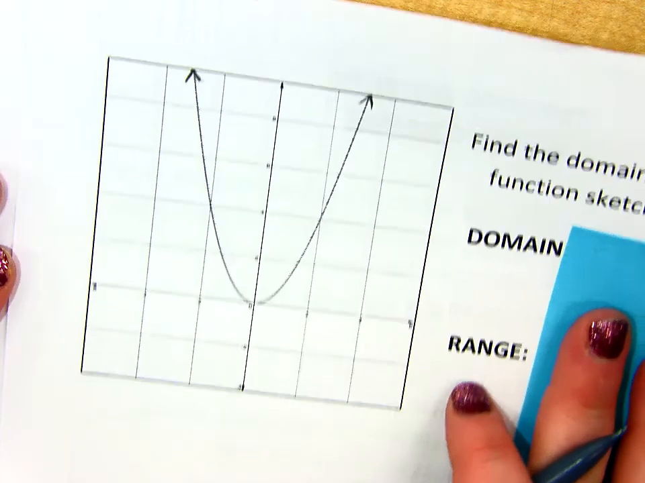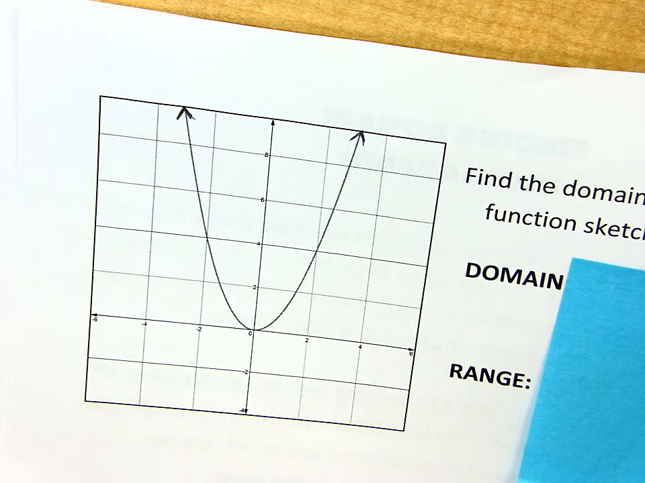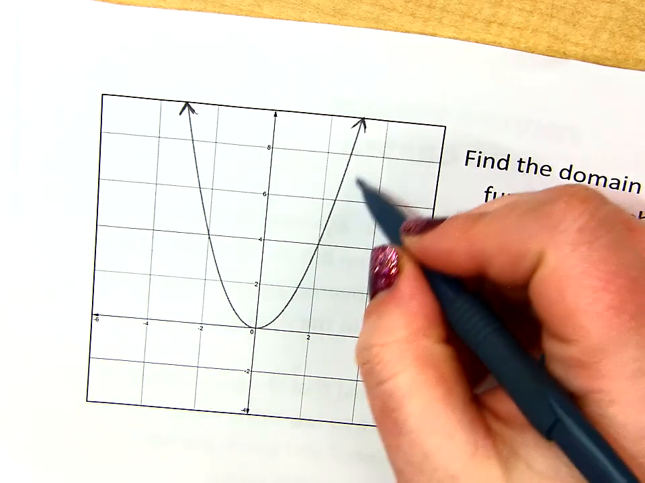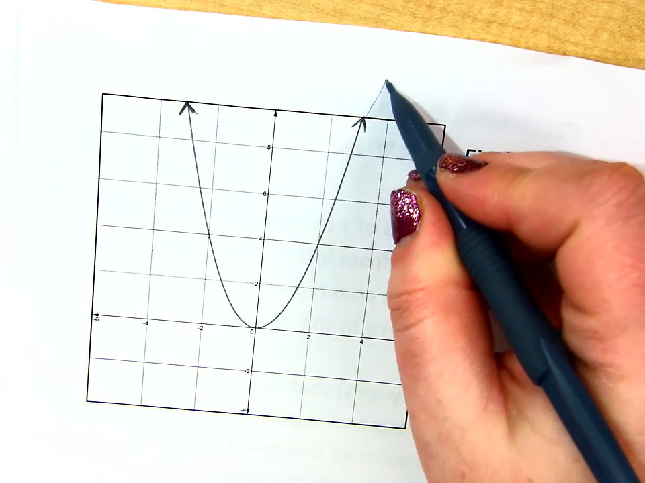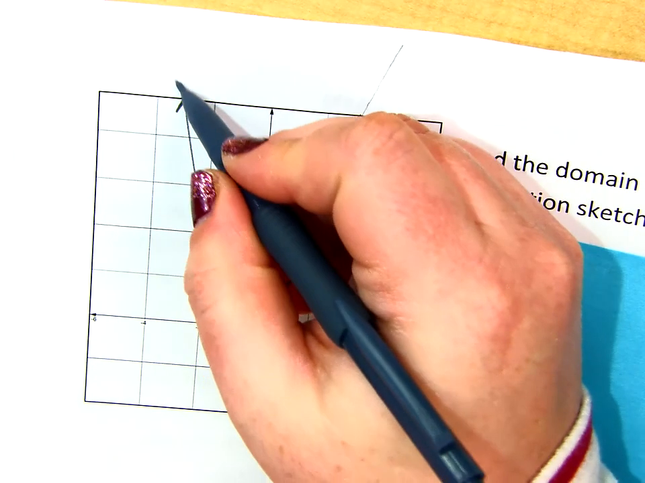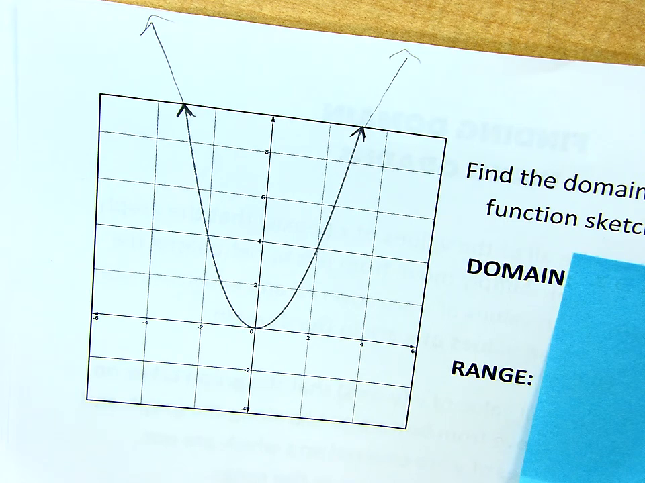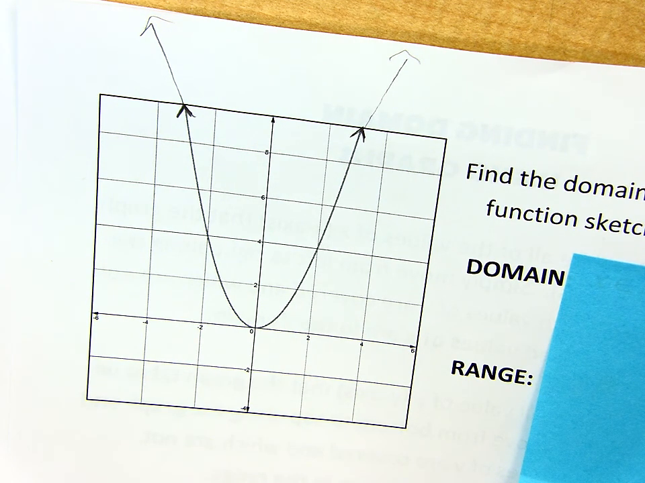All right, so let's go back up to this one. So let's talk domain. Think about what's going on here. This is going to keep going up and out forever on both sides. Keeps going up and out forever and ever and ever. So if I ask you what the value of this function is when x is 1, is there an answer? Is there an answer when x is 2? 5. When x is 5, will there be a y value?